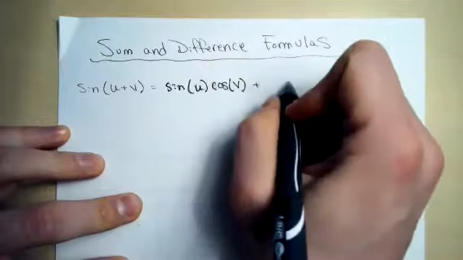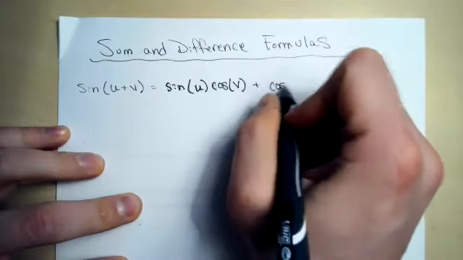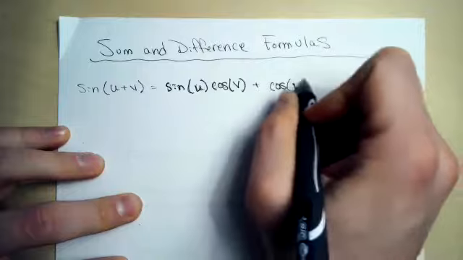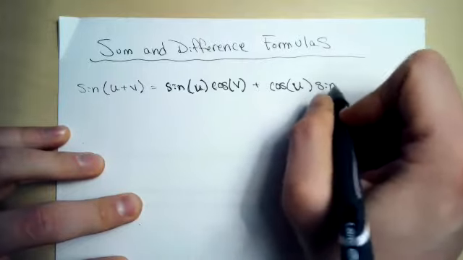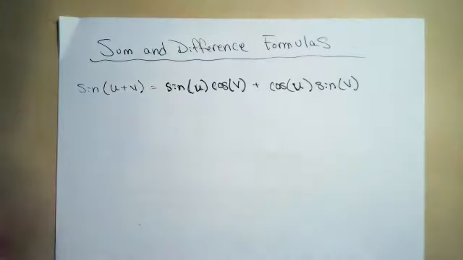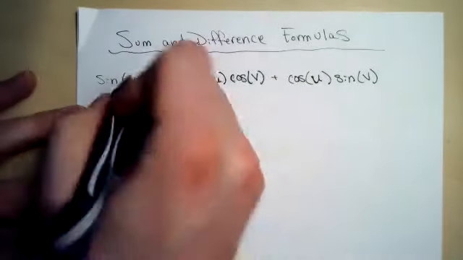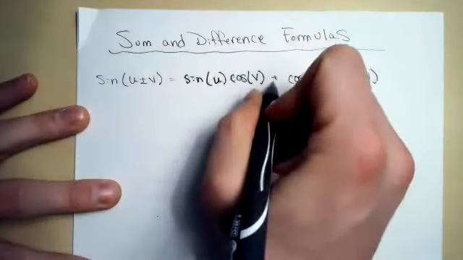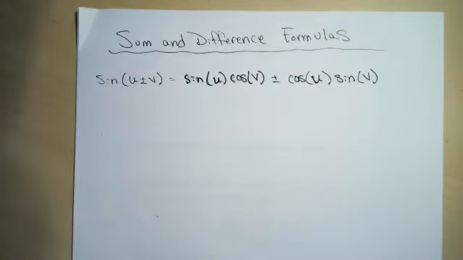Plus cosine u sine of v. Actually, I'm going to change this symbol a little bit. Instead of plus, we're going to make it a plus minus. So we've seen plus minus a little bit this semester. It comes up whenever we have to apply square roots. In formulas, it's a little bit different.